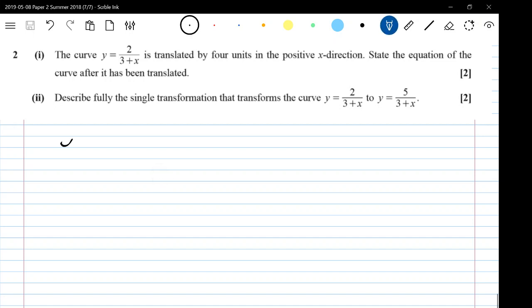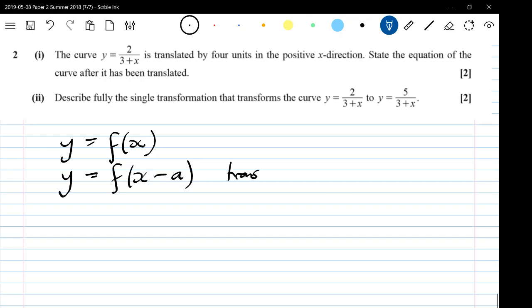We've learnt that if we start with y equals f of x, then the one that is a translation of 4 units in the positive x direction, we've learnt that if we write y equals f of x minus a, then that is how we describe a translation by the vector a, 0. Okay, if it's x plus a, then it's minus a, 0. So that's what we want to do.